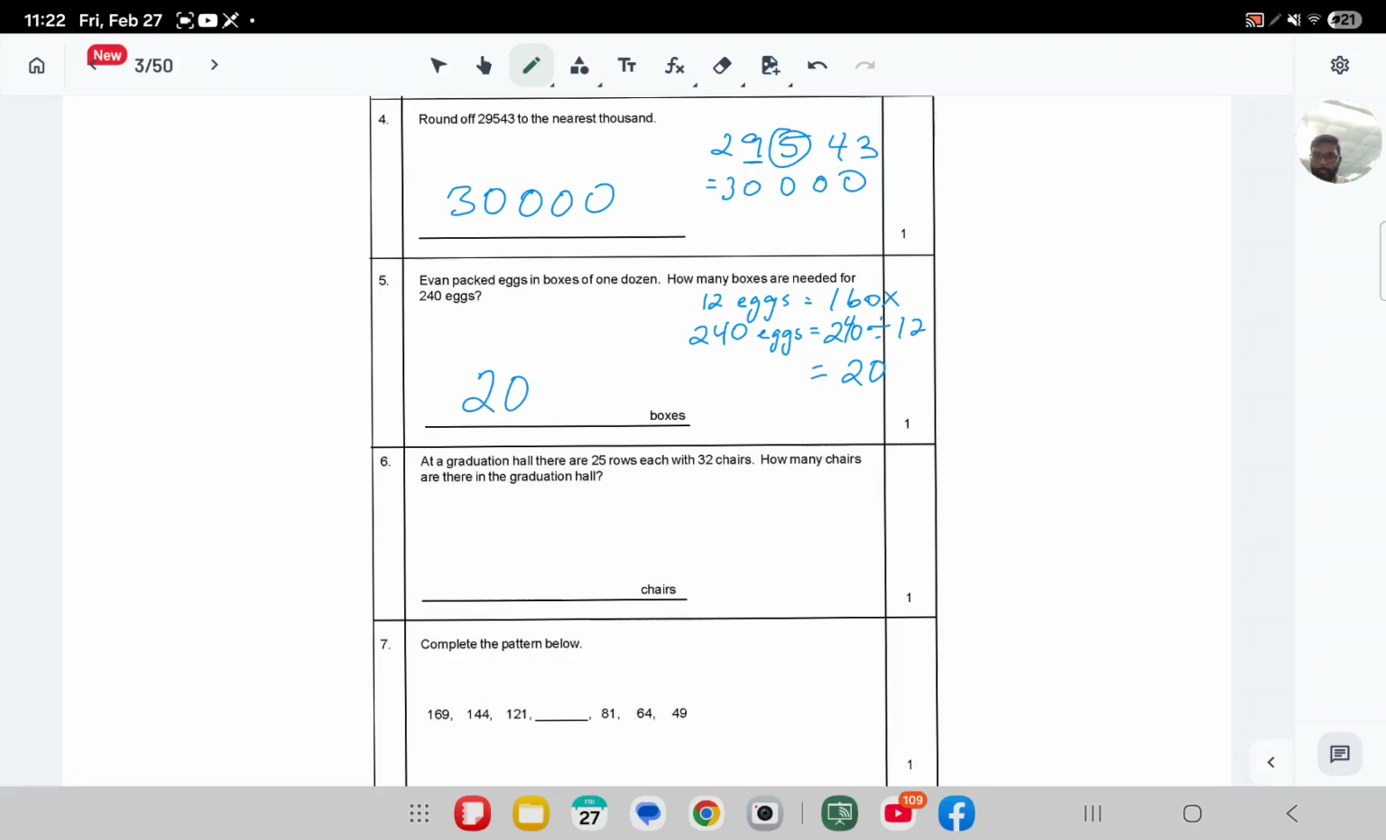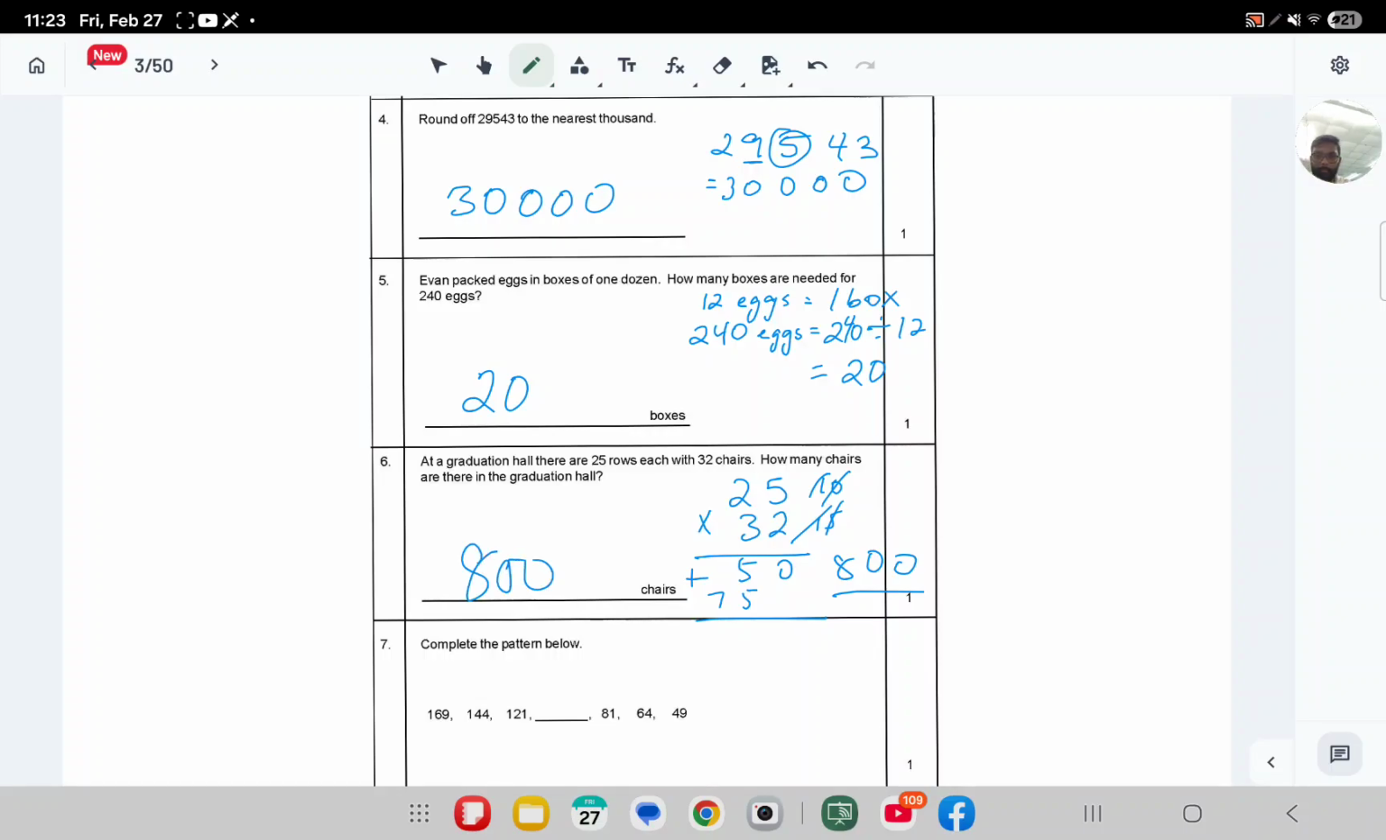Number 6, at a graduation hall, there are 25 rows, each with 32 chairs. How many chairs are there in the graduation hall? To find out the total, we just multiply 25 by 32. 5 by 2 is 10. 2 by 2 is 4, add 1 is 5. 5 by 3 is 15. 2 by 3 is 6, add 1 is 7. We add, this is 0, 0, 800.